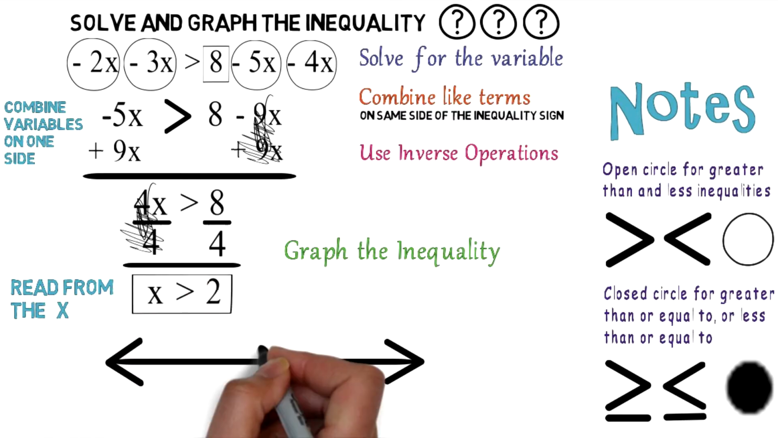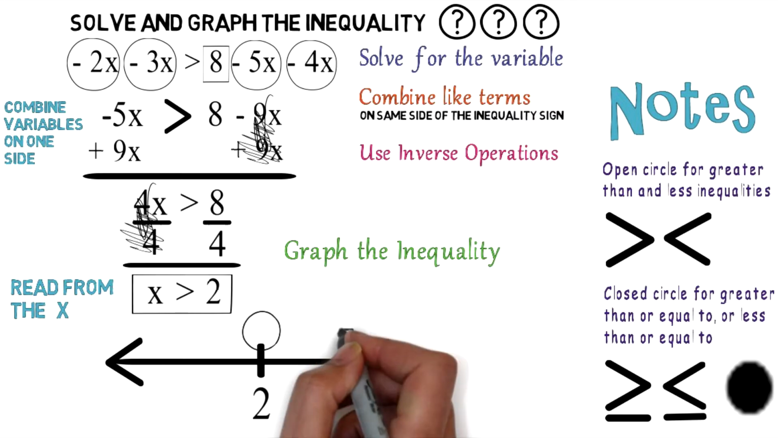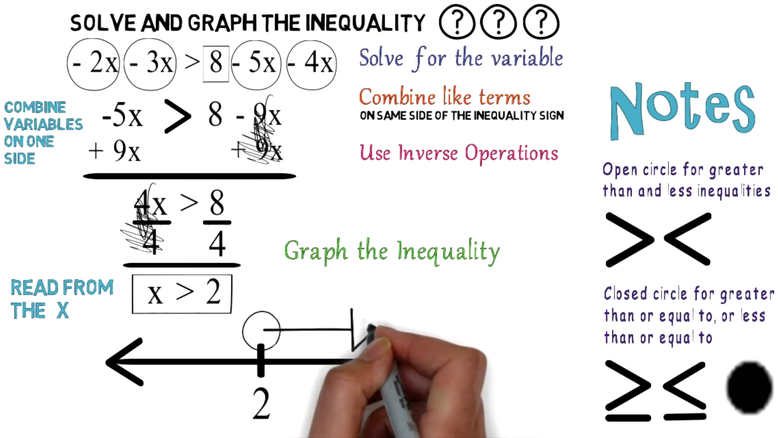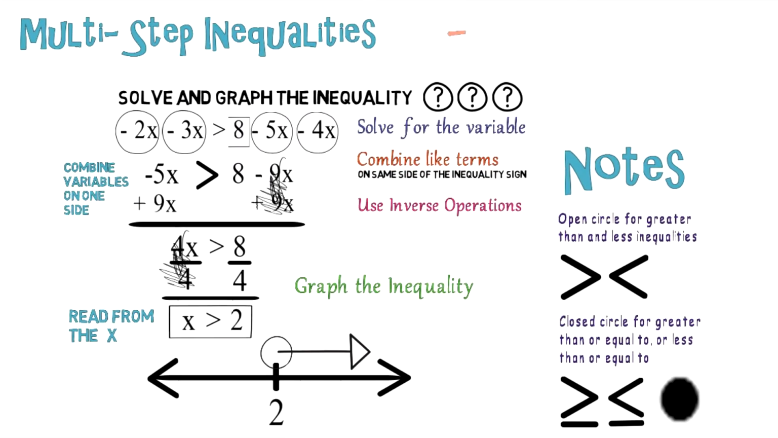So let's plot 2 on a number line. And we'll use an open circle because it's greater than. And greater than numbers are to the right of 2, which would be numbers like 3, 4, 5, 6. So we're going to graph to the right. And that wasn't that bad at all.